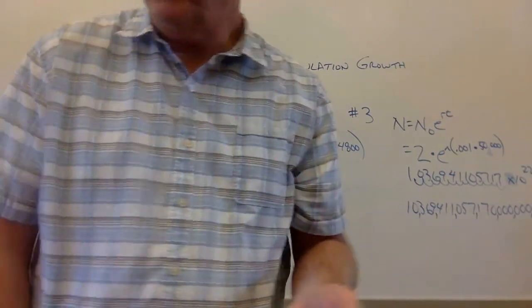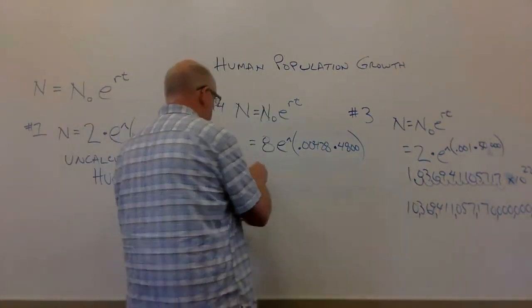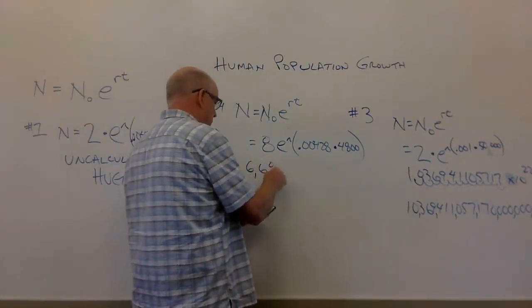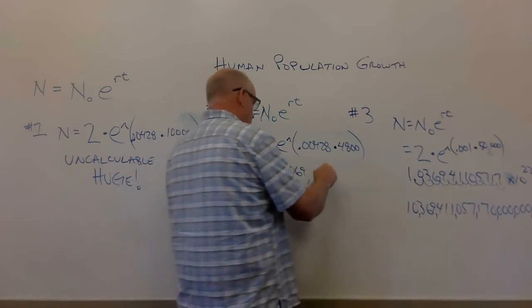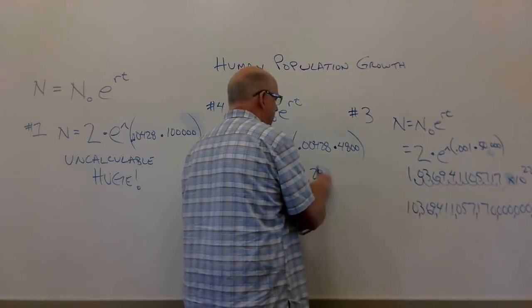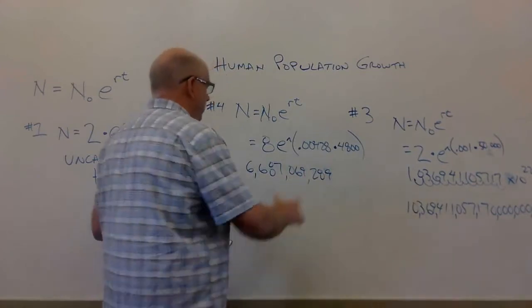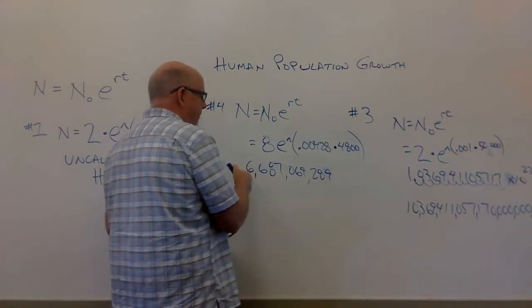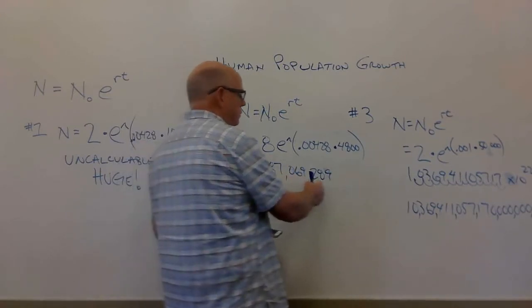Let's see what that comes out to. So this number is actually readable here. This number comes out to 6,687,069,288. Let's round up. We'll make that 289. Okay. Well, I can read that number, right? That's 6,687,069,289.